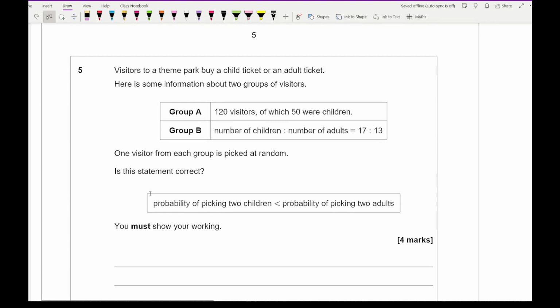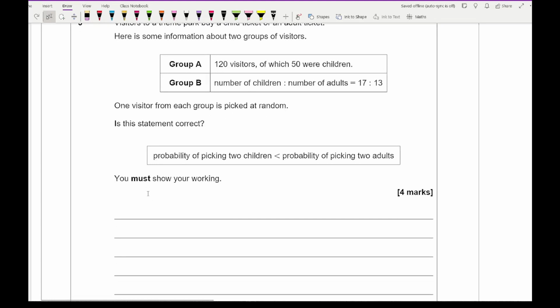Now going back to question 5, it says visitors at a theme park buy a child ticket and/or an adult ticket. Here is some information about the two groups of visitors. Group A has 120 visitors, of which 50 are children, and in Group B, the number of children to the number of adults is in the ratio of 17 to 13. One visitor is picked from each group at random. Is the statement correct? The probability of picking 2 children is less than the probability of picking 2 adults.